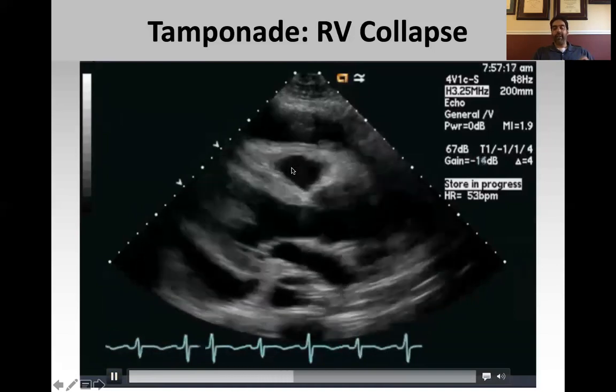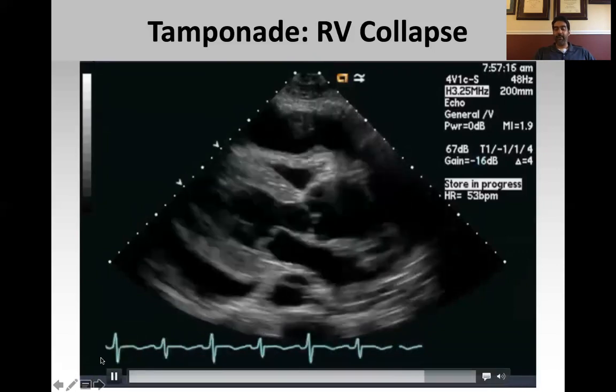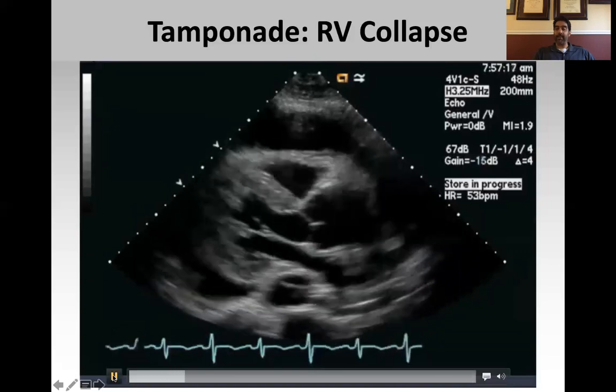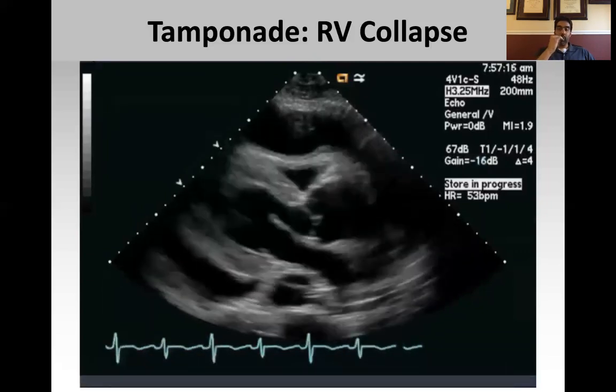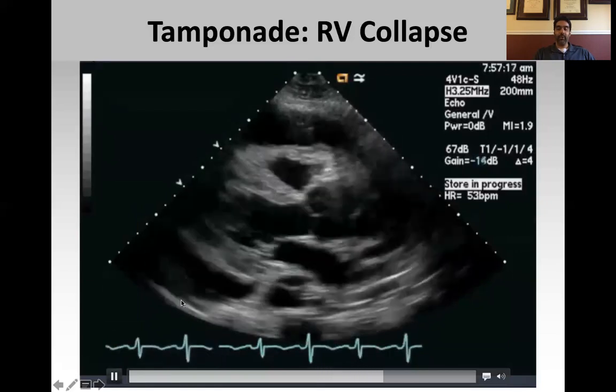You can have RV collapse for one of two reasons, right? It can either be in systole, which would indicate just a hyperdynamic RV, or it could happen in diastole, which would indicate tamponade. So your job here is to identify, is this collapse occurring in systole or is it occurring in diastole?